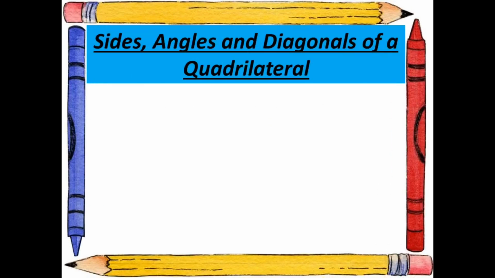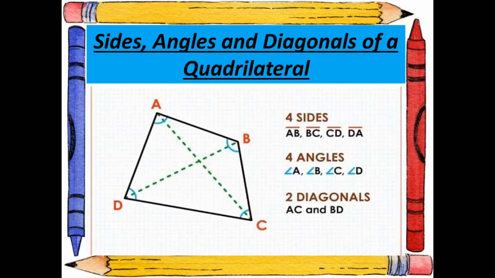Next topic is sides, angles and diagonals of a quadrilateral. Now here in the figure, a quadrilateral ABCD is shown to us, and this quadrilateral has four sides AB, BC, CD and DA. It has four angles, that is angle A, angle B, angle C and angle D. It has two diagonals, that is AC and BD. And students, it has four vertices, that is A, B, C and D. Hopefully it is clear to you.